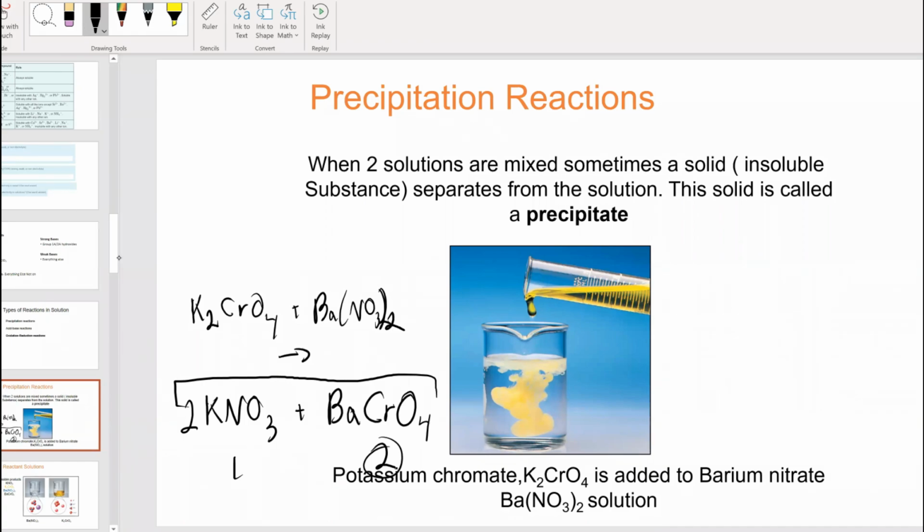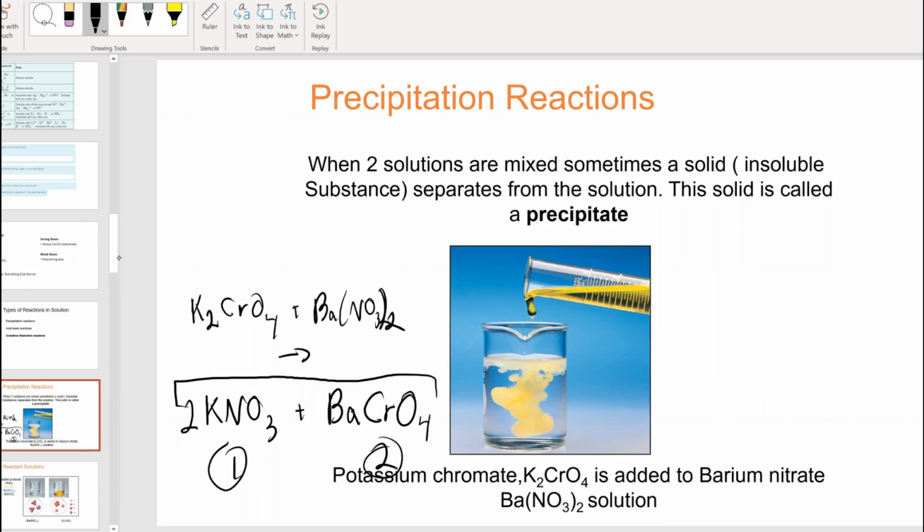Anytime you see potassium, soluble. Anytime you see nitrate, soluble. You put them both together, super, super soluble. So one will definitely be in the aqueous solution. You won't see anything, meaning, if you were to do this reaction, this yellow that you see, that would be the barium chromate.